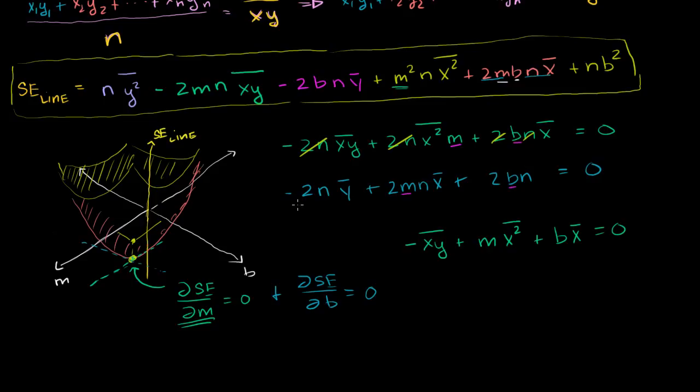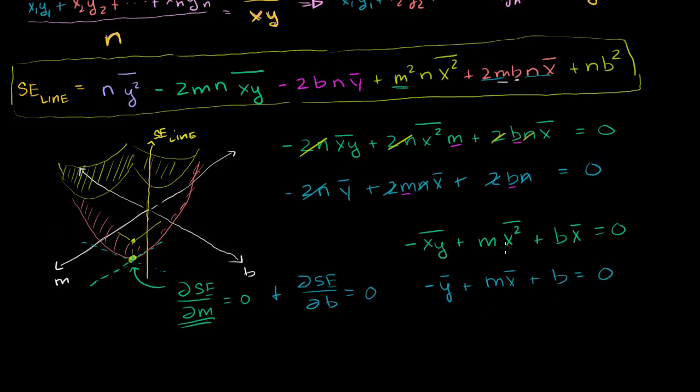And then the second expression will be, this will go away. Oh, this is when you divide it by 2n. I don't want to say negative 2n. That's when you divide it by 2n, you get this. And when you divide this by 2n, that'll go away, and then those will go away. And you're just left with the negative mean of the y's plus m times the mean of the x's, plus b is equal to 0.